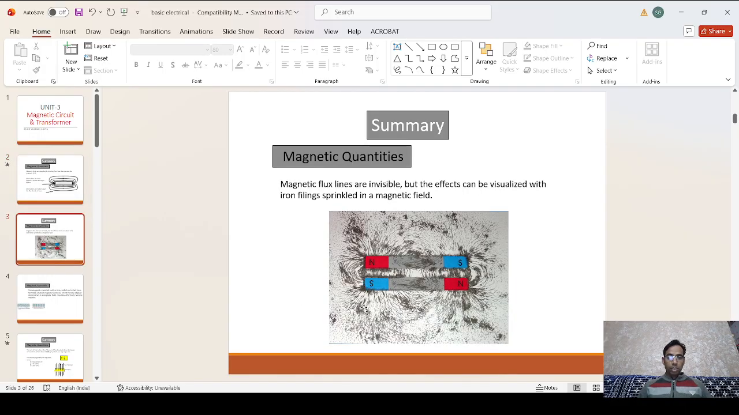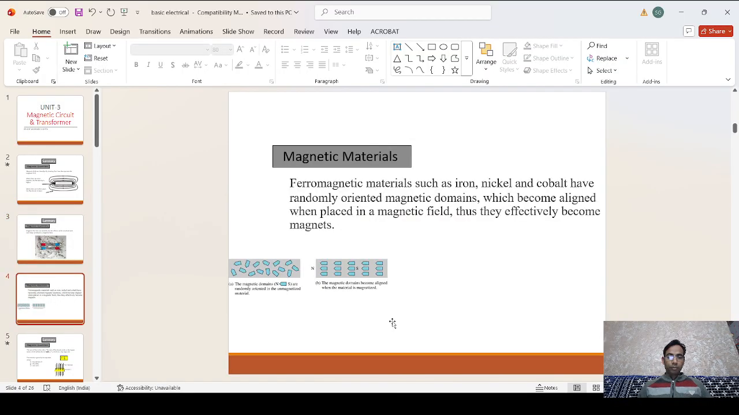So basically this is the magnet representing N and S pole, and S to N. It is defined by attraction or repulsion. The magnetic flux lines are invisible, but the effect can be visualized with iron filings sprinkled in a magnetic field. So this is the bar magnet, establishing poles N and S and travelling the magnetic flux lines.